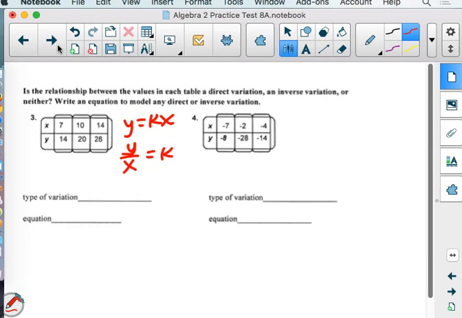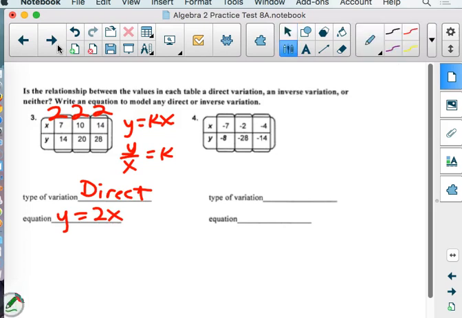14 divided by 7 is? 20 divided by 10. So this is direct variation. What's the equation? Yes. You want to make that look like multiplication because that's direct variation. It's multiplication.